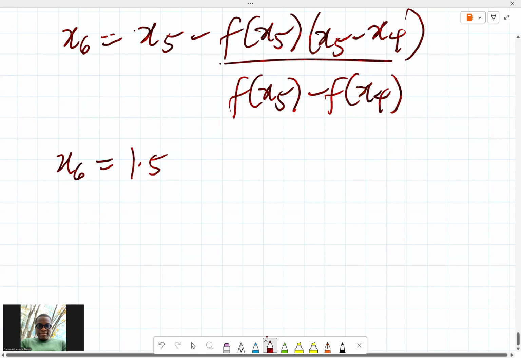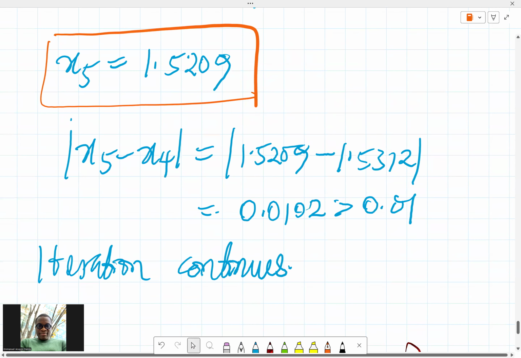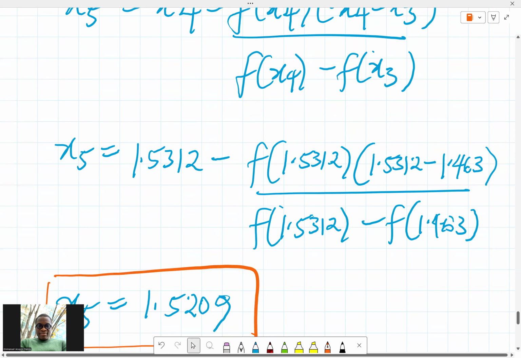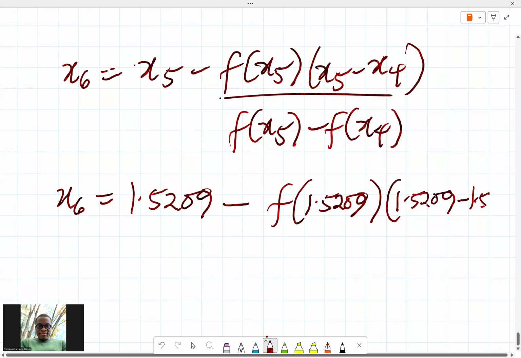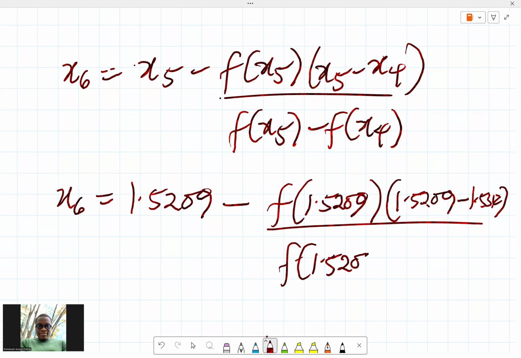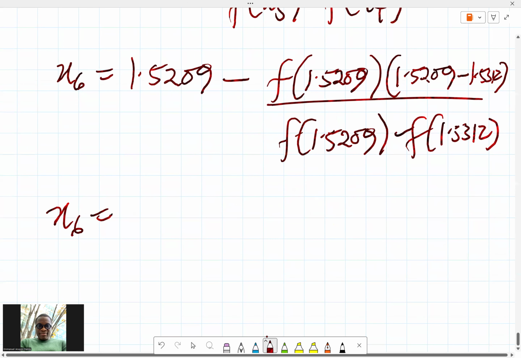So 1.5209 minus f of 1.5209. That means put 1.5209 into x cubed minus x minus 2. Then all of this into 1.5209 minus x4 from before. X4 was 1.5312, all over f of 1.5209 minus f of 1.5312.